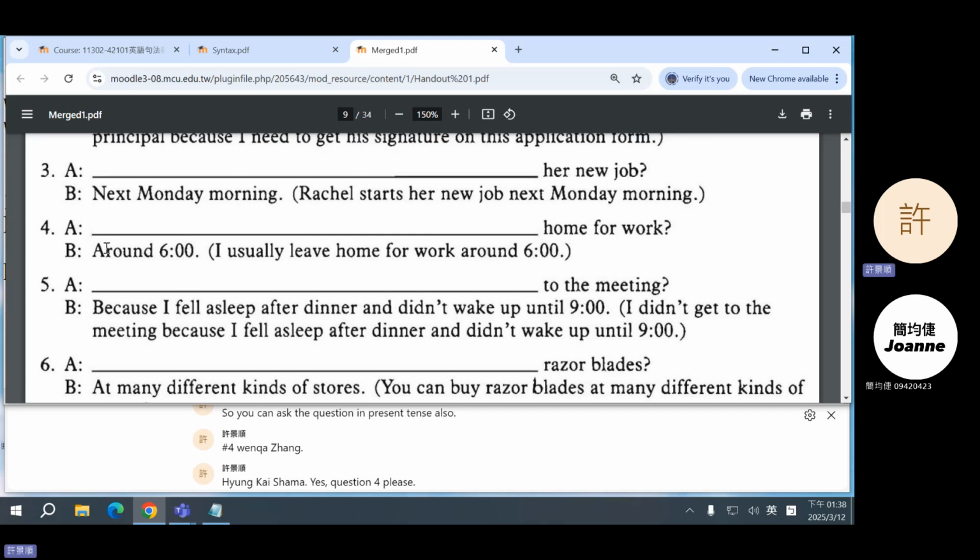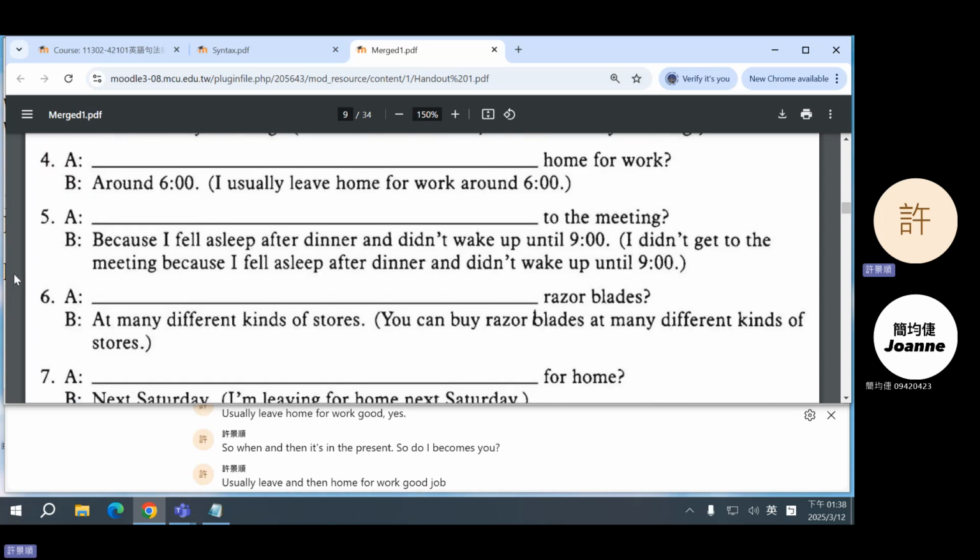Yes. Question 4, please. So it's asking a time, right? So you begin with when. When do you usually leave home for work? Good. Yes. So when, and then it's in the present. So do, I becomes you, usually leave, and then home for work. Good job.